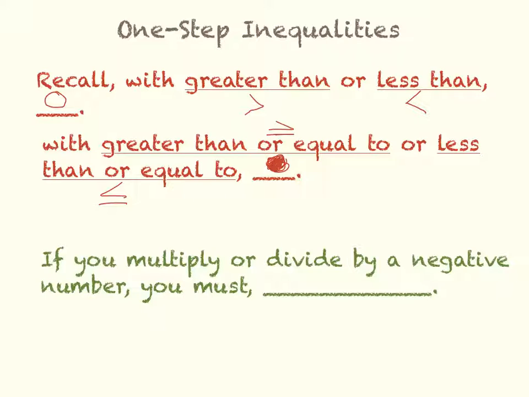If you multiply or divide by a negative number when we're dealing with inequalities, you must flip the inequality. Alright, so only if you multiply or divide by a negative. If not, you leave it the same.